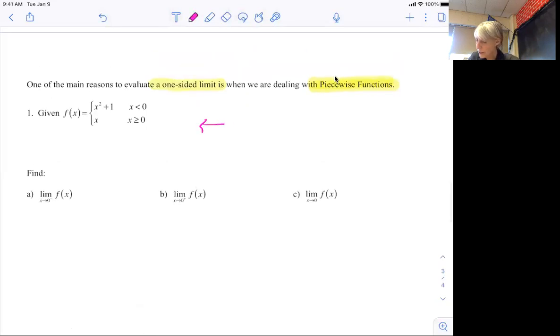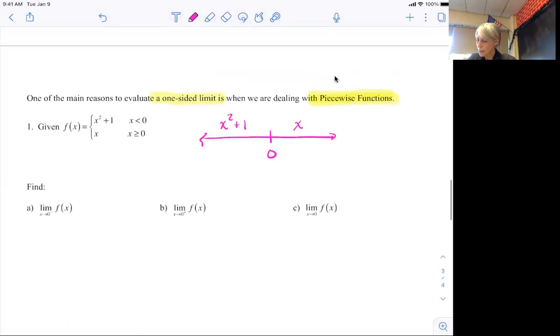Think about it. I find it easiest, and after a while you won't make your number line anymore. When I plug in values that are less than 0, I'm using that rule. When I'm plugging in values greater than 0, I'm using that rule. When I plug in 0, I'm also using that rule. That's not going to really matter for these types of questions though, because we only care about a little bit less, a little bit greater, even though we plug in 0.